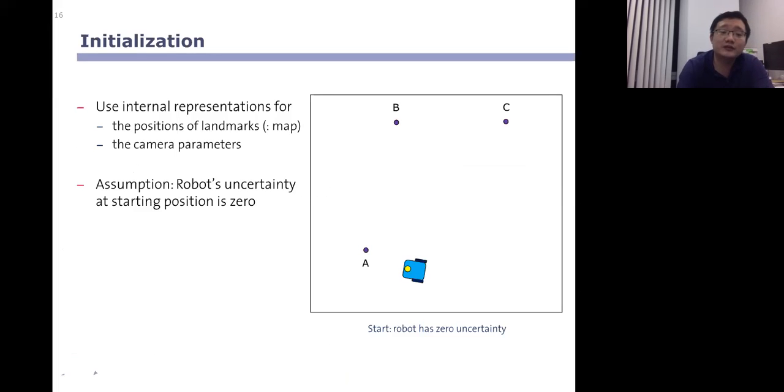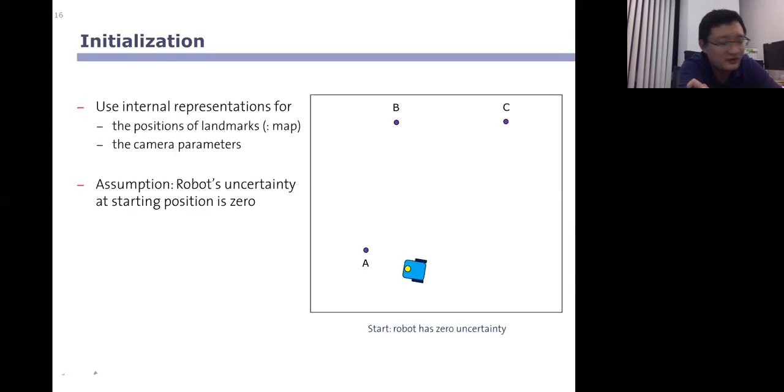We can use some internal representation, for example, the position of landmarks, and define this as a map. There are also other internal representations like the camera parameters, etc. We assume that the robot's uncertainty at the starting position is 0, and this is a fair assumption.